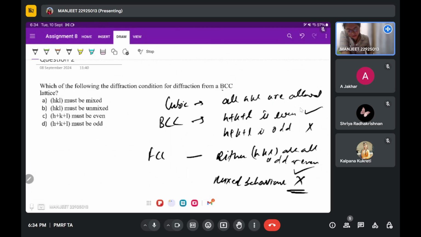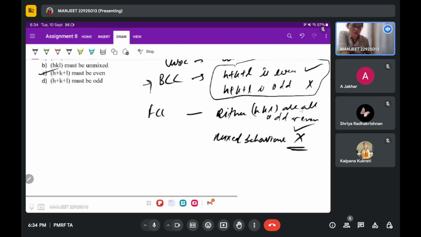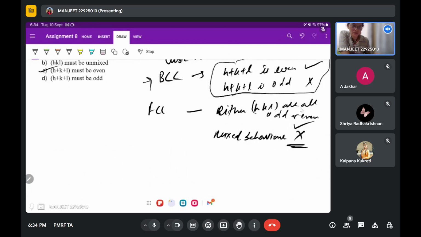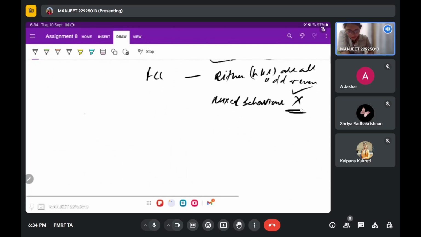So for the BCC, we have this condition that satisfies Bragg's law. So this will give you the Bragg condition, and there will be diffraction. So option C gives the same criteria that we need for the BCC diffraction: H plus K plus L must be even. I think everybody knows how to calculate why this is, because of the structure factor.